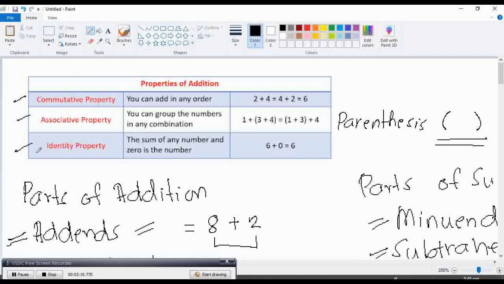The third property of addition is the identity. The sum of any number and 0 is the number. In short, when any number is added to 0, the answer will be the number. Even if you add 1 million to 0, the answer will be 1 million. It will not affect the sum or total.